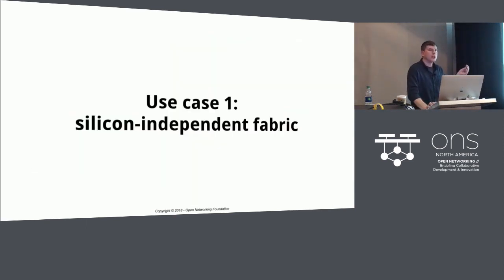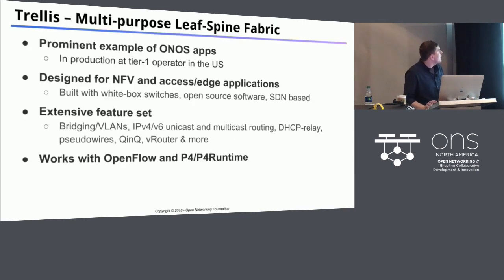So in talking about this, I'll provide you an example, one use case of ONOS with P4, which is about creating a silicon-independent fabric. One of the most prominent ONOS applications is Trellis. Trellis is a set of applications running on top of ONOS designed to provide the capability of a leaf-spine fabric that is NFV enabled. It's used today mostly for access edge applications, and it's in production at a tier 1 operator in the US.